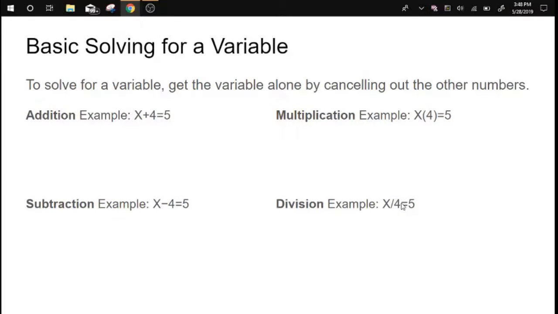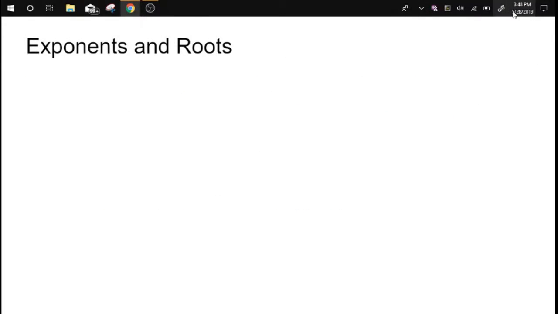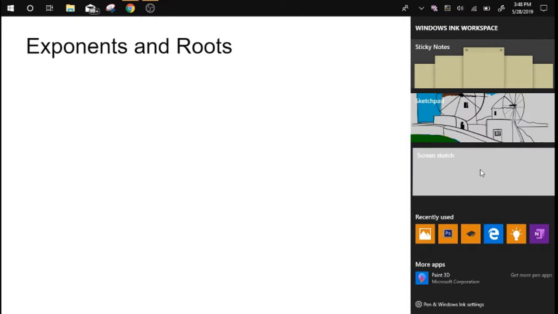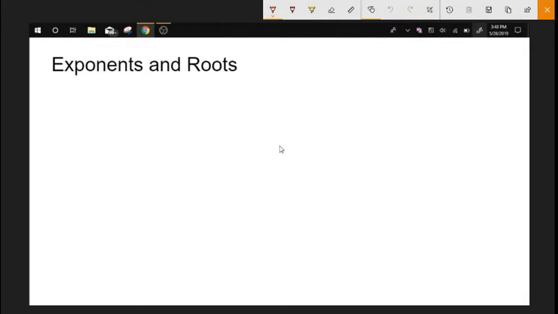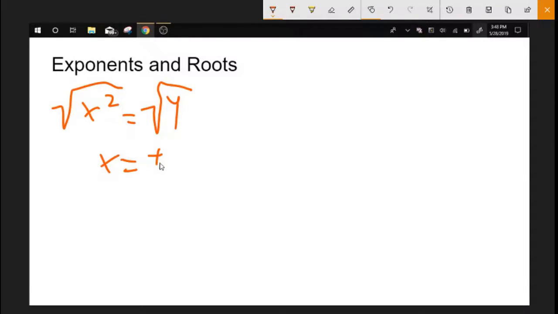Alright, and then for exponents and roots, let's say you have x squared is equal to 4. To cancel out this squared sign, you take the square root of the x and the square root of the other side, and then you get x is equal to positive or negative 2. Remember, when you square root something, there's both a positive answer and a negative answer.